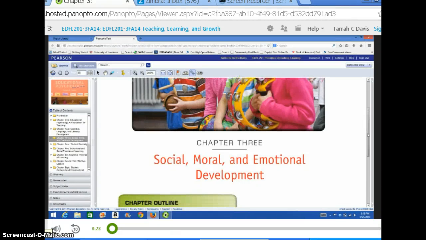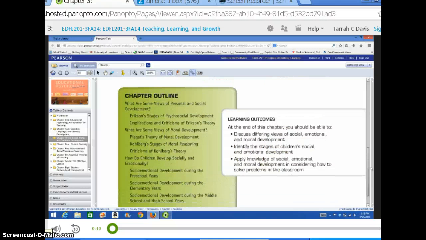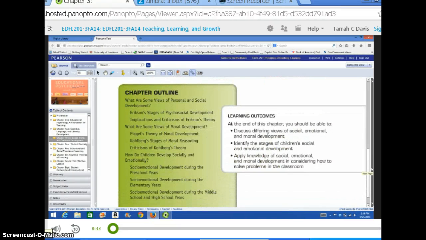Chapter 3 deals with social, moral, and emotional development. I want to remind you that in the other chapters, we learned about Piaget and Vygotsky and their cognitive theories of development. You are going to notice that Piaget also has a moral development theory.